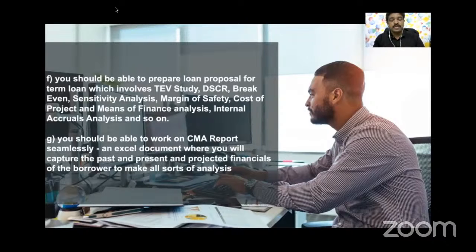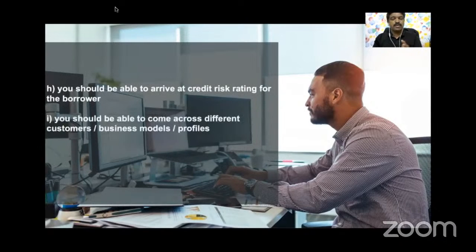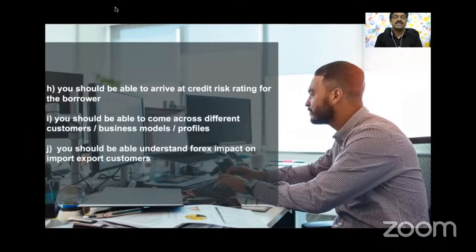Next, you should be able to arrive at a credit risk rating for the borrower. You should be able to come across different types of business entities and business model profiles, and you should also be able to understand the forex impact on import export transactions. So what does all this mean? All this means you have got to learn more, right? So how many of you are really ready to learn more?